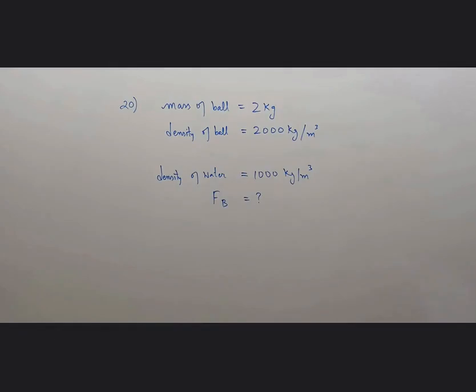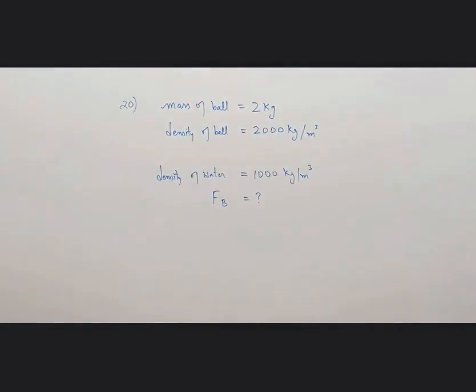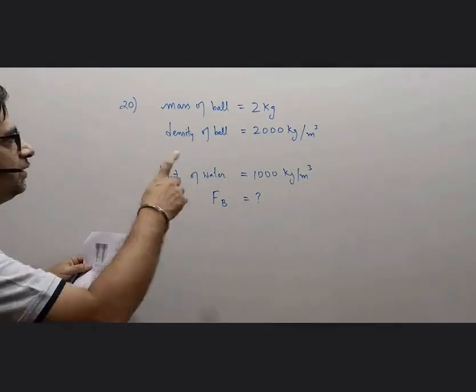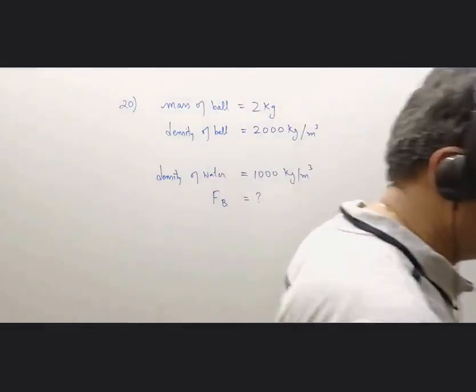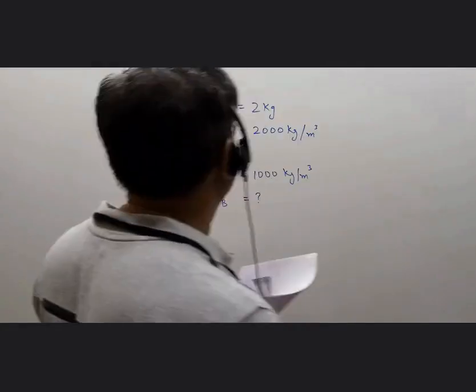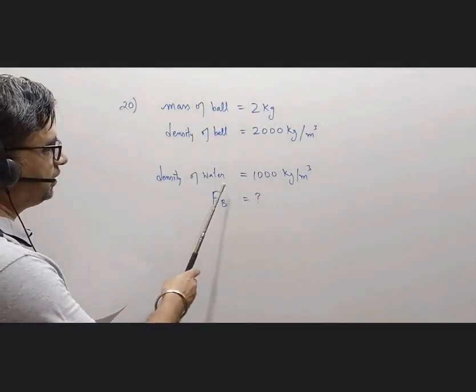Question number 20. So you can read this question. A solid object has a ball weighing 2 kg of density 2000. So there is a ball whose mass is 2 kg. The ball has a mass 2 kg and its density is given 2000. Now the density of water is 1000.